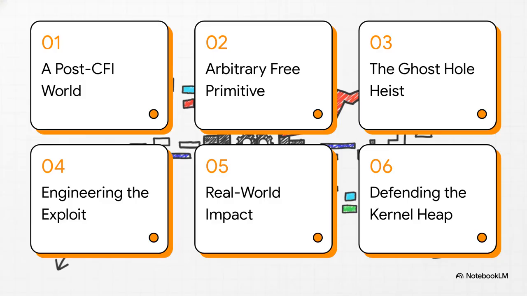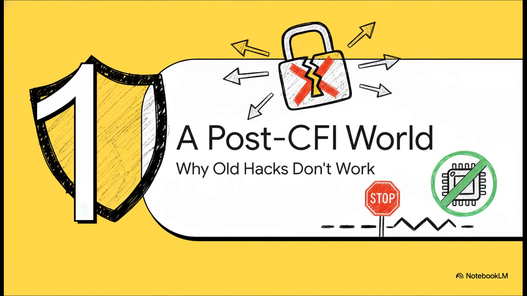All right, so here's our game plan. We're going to start by getting the lay of the land in this post-CFI world. Then, we'll dive into the absolute core of this attack, the arbitrary free primitive. We'll break it down with a simple analogy I'm calling the ghost hole heist, then walk through how to actually build the exploit. After that, we'll see the shocking impact this has on bugs we all thought were harmless. And finally, we'll cover how to fight back. So, let's set the scene.